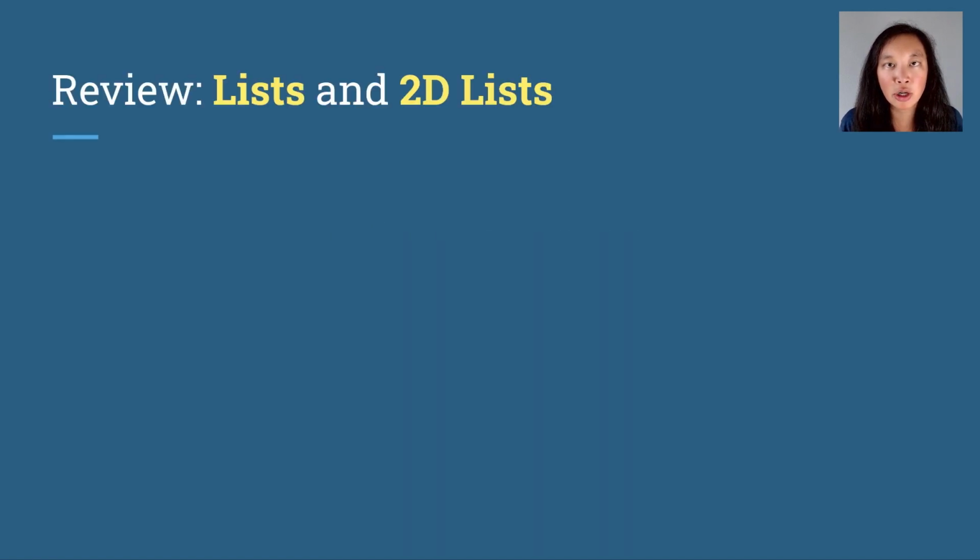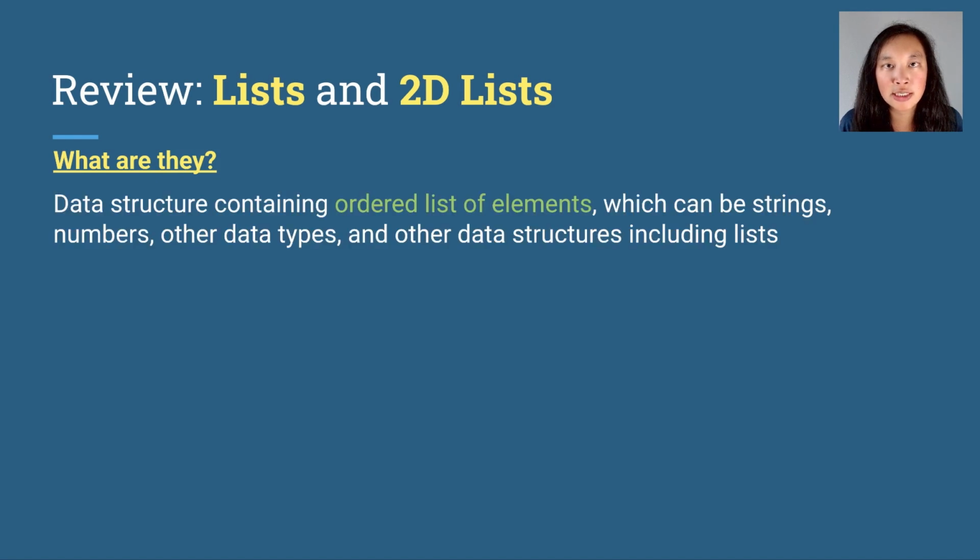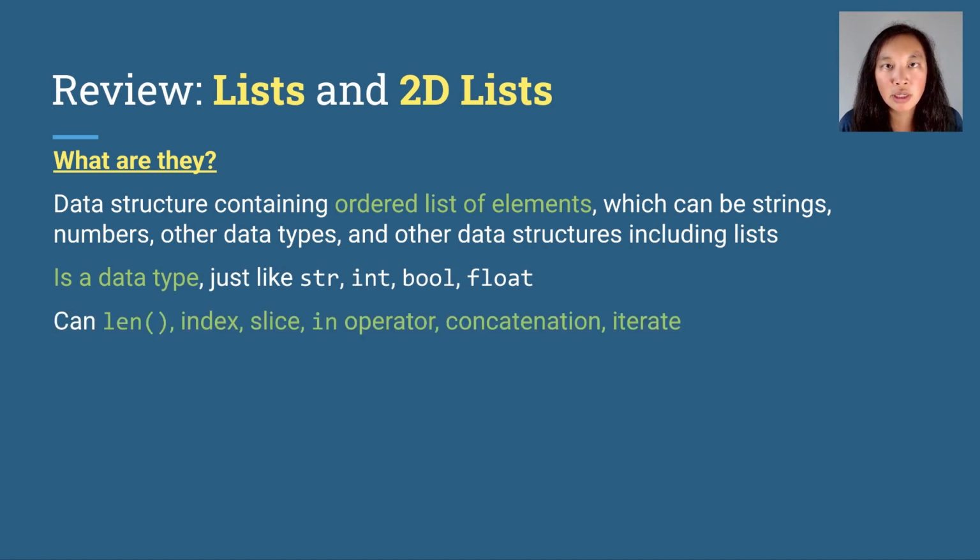A data structure that we already covered are lists and 2D lists, and they are a data structure containing an ordered list of elements, and these elements can be of different data types like strings, numbers, other data types, and other data structures, including lists. It is a data type itself, just like strings, integers, booleans, and floats, and we can use the length function. We can index into them, slice them, use the in operator, concatenate them, and iterate over them.